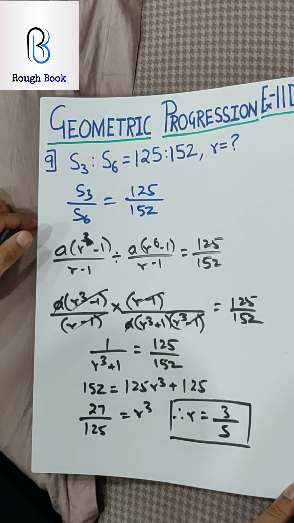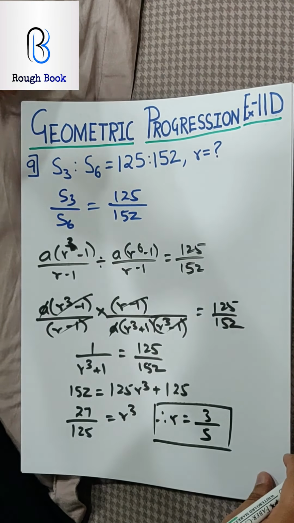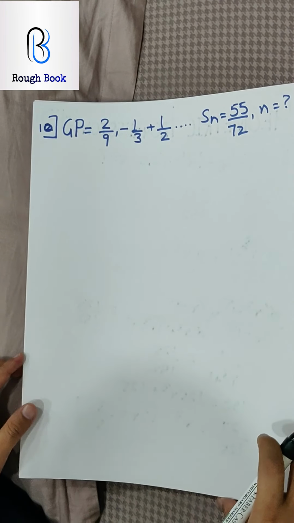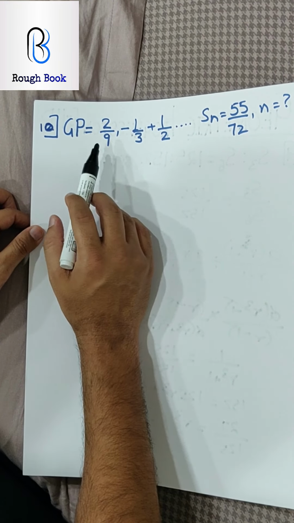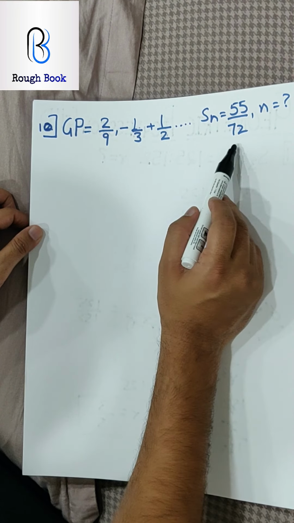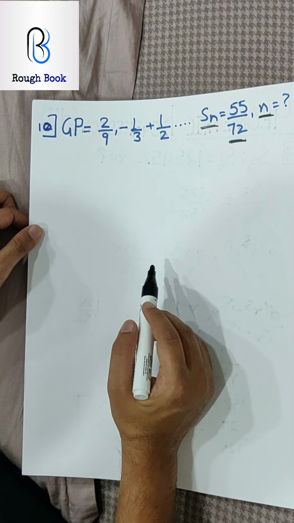How many hands go up who managed to get the same answer? Very good. How many of you all copied, cheaters? Very good. Come on, sum number 10. Read, go ahead. Find how many terms of the GP given here will total up to a sum of 55 by 72. So Sn is given. Your target is to find the value of n.